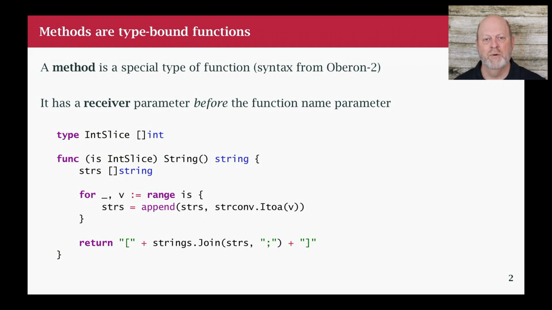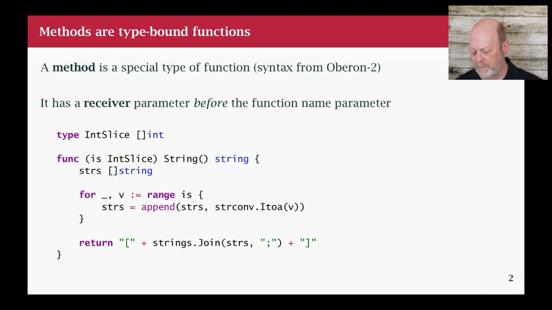And so we have a notation that was taken from a language called Oberon-2, where a method is a function that also has a receiver, and the receiver is specified before the function name. So in this example, I have this type IntSlice, and the receiver is is, the little is that is an object of type IntSlice. Okay, it's an instance of IntSlice, and that has a function String, which returns a string. And if I have this function, then I'll be able to use IntSlice in a way that produces the output desired. So let's take a look at that.